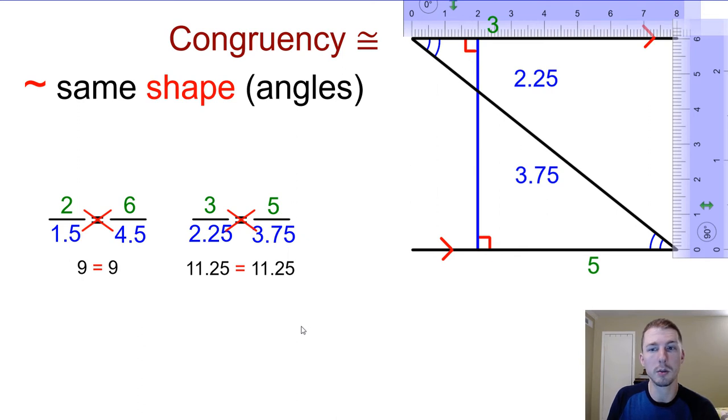So that's what we're getting into with similarity. They have the same shape from the angles, but not necessarily the same length of the sides. The sides are going to be proportional. So in order for it to be similar, all of the corresponding angles must be congruent, and the corresponding sides must be proportional, meaning they have the same scale factor, whatever that scale factor is.